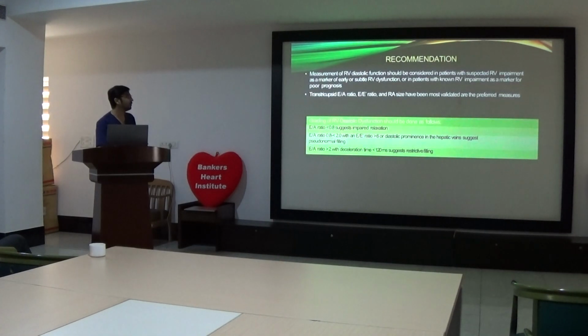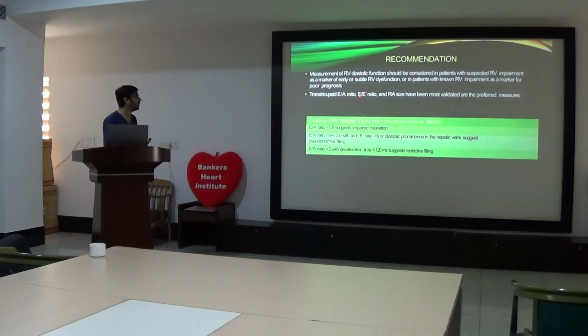Measurement of RV diastolic function should be considered in patients with suspected RV impairment as a marker of early RV dysfunction. In patients with RV dysfunction, it is a marker of poor prognosis, like RV myocardial infarction, massive embolism, and RV failure. So we can prognosticate the patient as per the diastolic dysfunction of the RV.